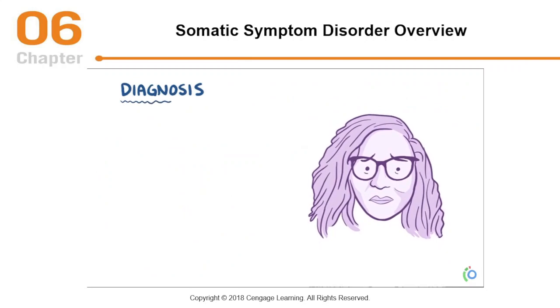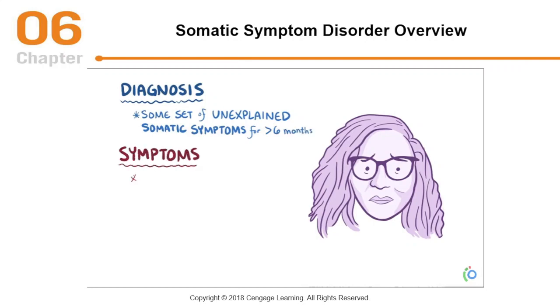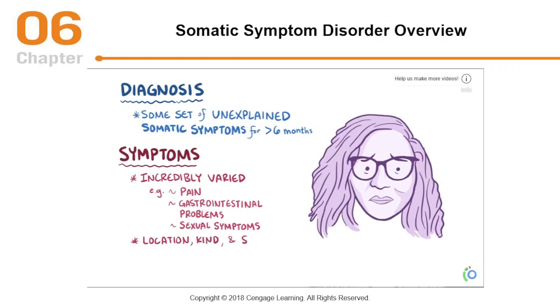The diagnosis requires that individuals experience some set of unexplained physical or somatic symptoms for at least 6 months. The symptoms experienced by individuals with this disorder, though, can be incredibly varied. Everything from pain to gastrointestinal problems to sexual symptoms. And although the somatic symptoms are chronic, the exact location, kind, and severity of the symptoms typically changes over time. The one symptom that does often persist over time is pain, and because it's persistent and has no clear underlying cause, it can be particularly hard to treat.